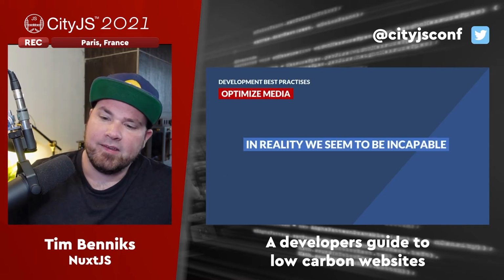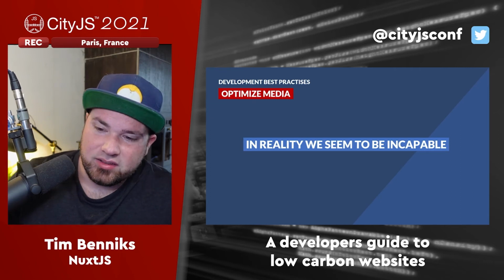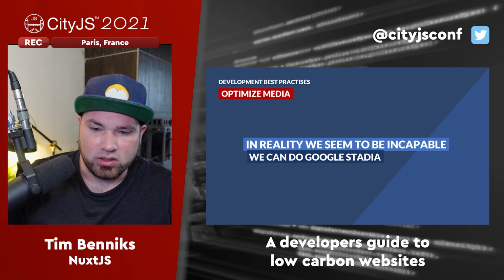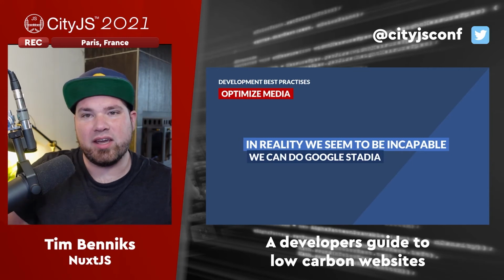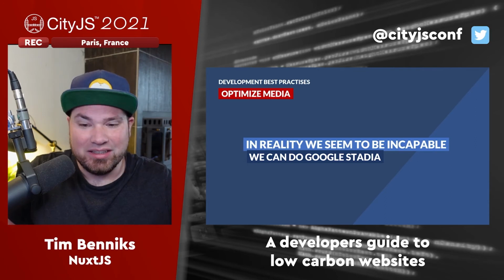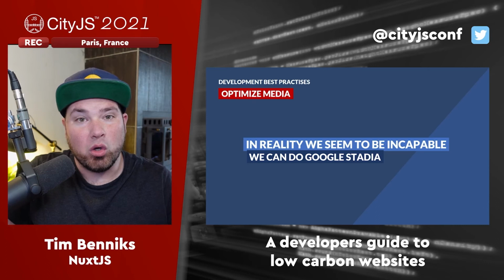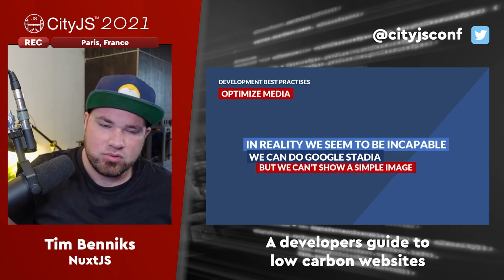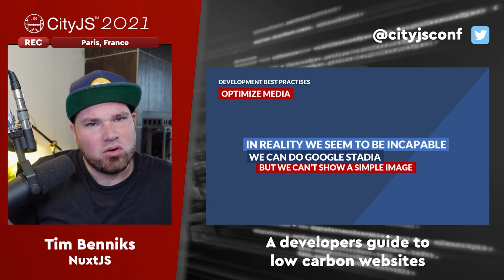So it seems like in reality we almost are incapable of just delivering images properly. But if you compare this to the fact that Google can do Google Stadia, even though it might be dying, we don't know. If you can pull off a Google Stadia 4K video stream with low input lag, but we cannot just put a simple image on an e-commerce website, why is it so hard?